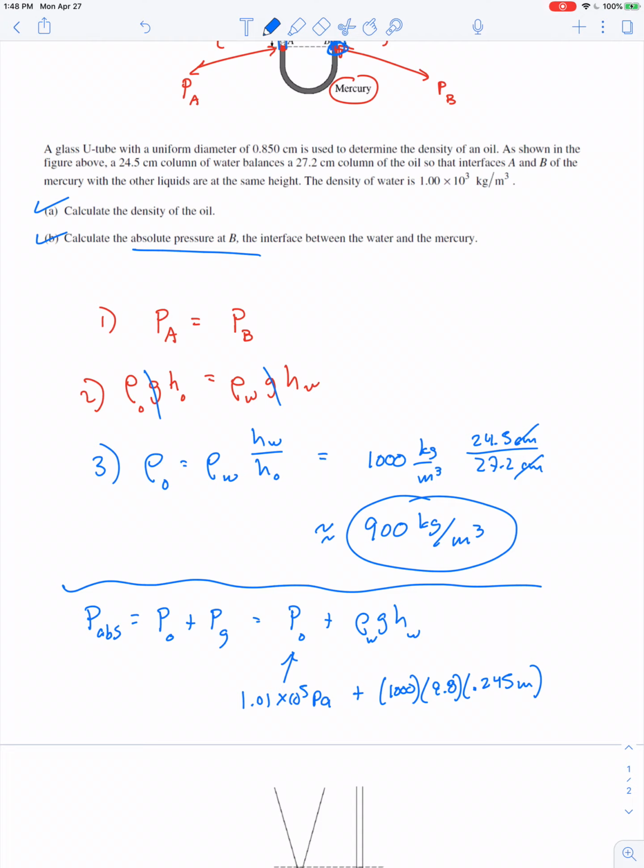All right, what's your calculator say about this? 0.245 times 9.8 times 1,000 gives about 2,400 pascals. So the pressure absolute at point B is equal to, well, when we add these together, we get 1.03 times 10 to the 5th pascals.